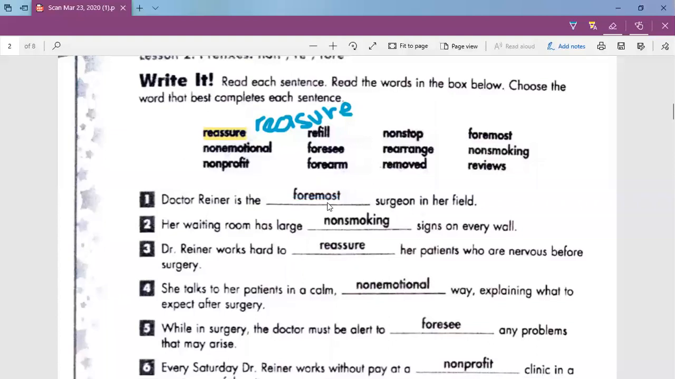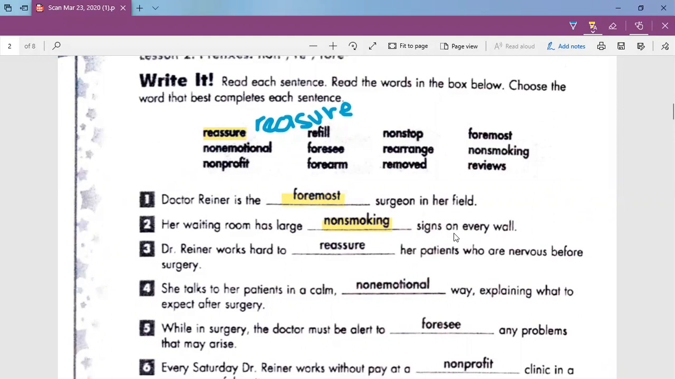All right. So it's going to be foremost. Okay. Dr. Rainer is the foremost surgeon in her field. Number two says her waiting room has large non-smoking signs on every wall.